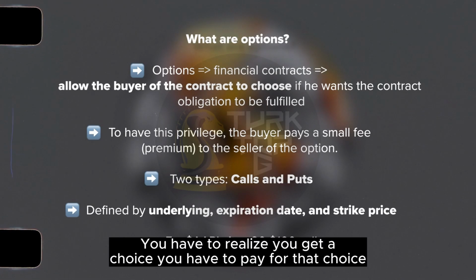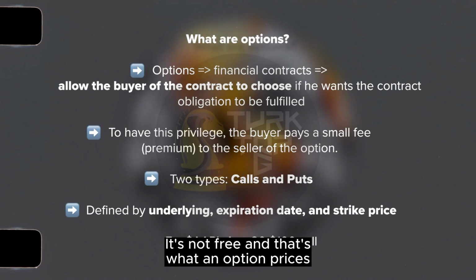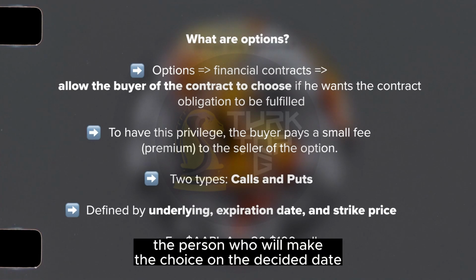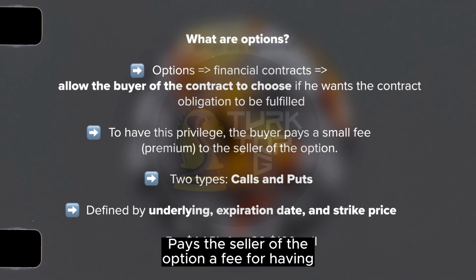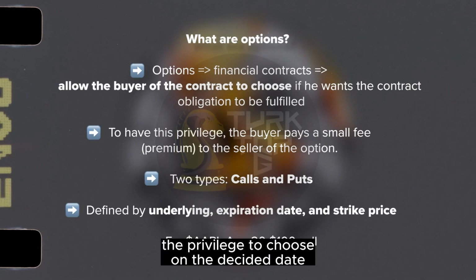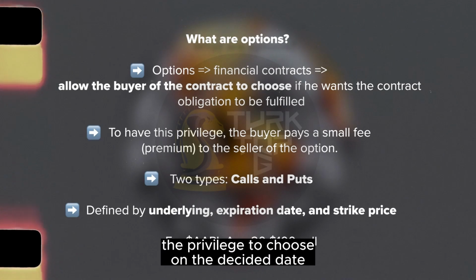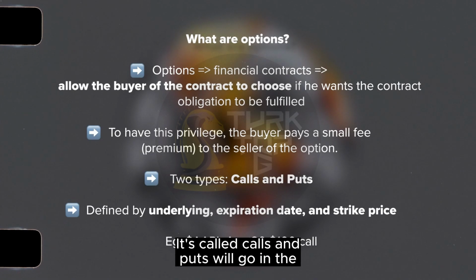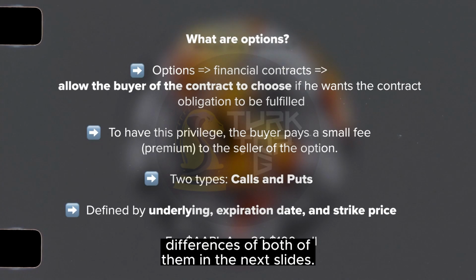You have to realize, you get a choice, you have to pay for that choice. It's not free. And that's what an option price is. That's what's called a premium. So the buyer of the option, the person who will make the choice on the decided date, pays the seller of the option a fee for having the privilege to choose on the decided date. So this is the basic idea behind options. There are two kinds. It's called calls and puts. We'll go into the differences of both of them in the next slides.